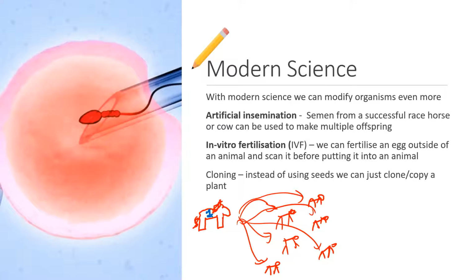Plants get cloned all the time because all you do is you take cuttings of one tree and use it to make a new tree. So therefore, all of the children of that tree will be the same. All of the fruit of that tree will be the same.